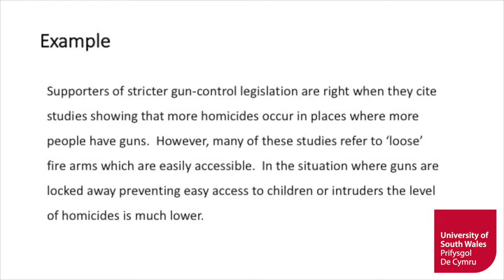So here's an example of an argument. It demonstrates in a practical example. Supporters of stricter gun control legislation are right when they cite studies showing that more homicides occur in places where more people have guns. However, many of these studies refer to loose firearms, which are easily accessible. In the situation where guns are locked away, preventing easy access by children or intruders, the level of homicide is much less. You can clearly see there are some key points in terms of stating the facts and supporting that with evidence.